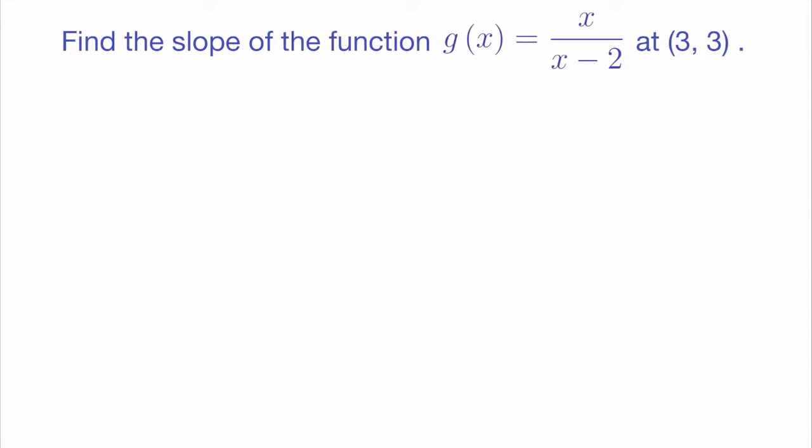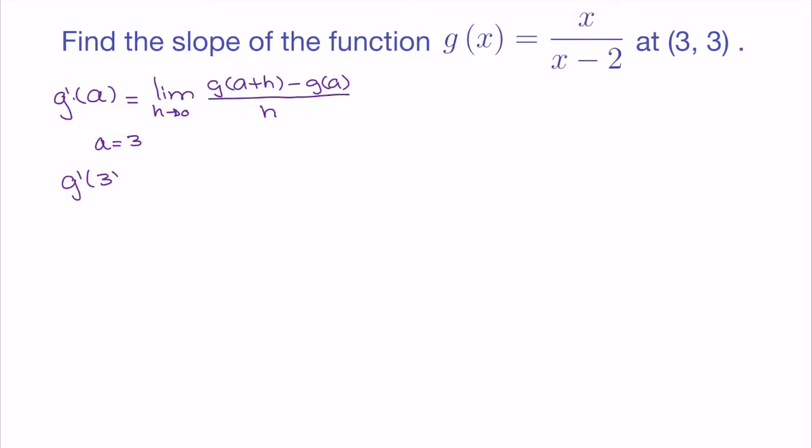The general definition for the slope is the derivative of g at a point a is the limit as h approaches 0 of g of a plus h minus g of a over h. Because we want to do this at a equals 3, we really want to find the derivative of g at 3, which becomes the limit as h approaches 0 of g of 3 plus h minus g of 3 all over h. So let's do this here on the side.